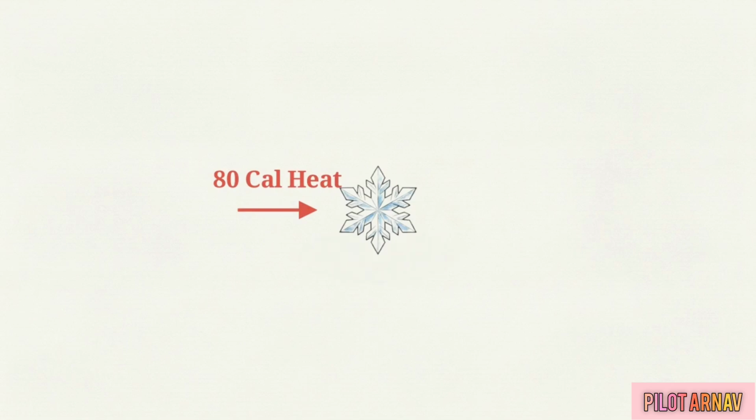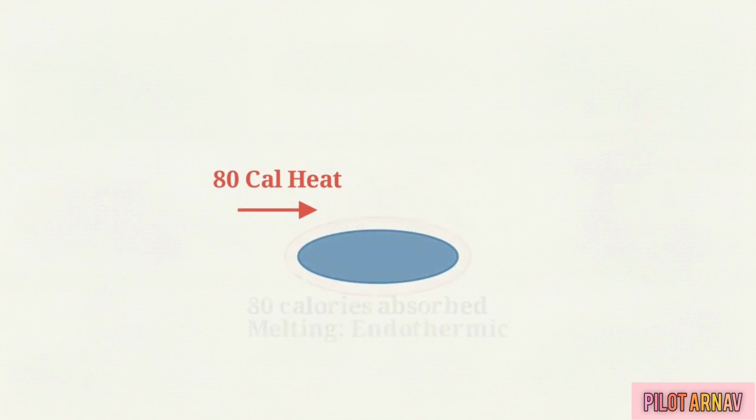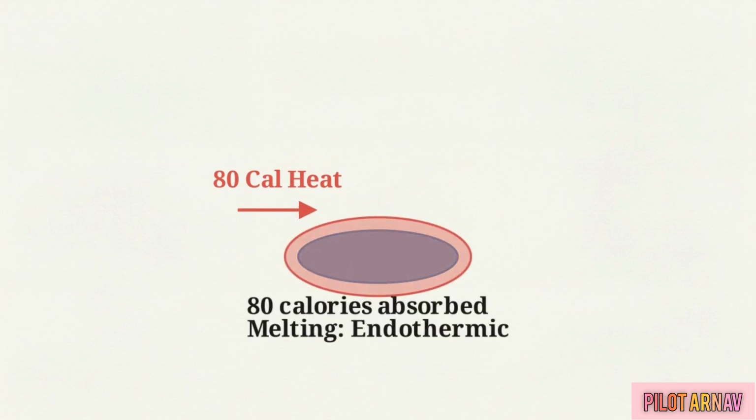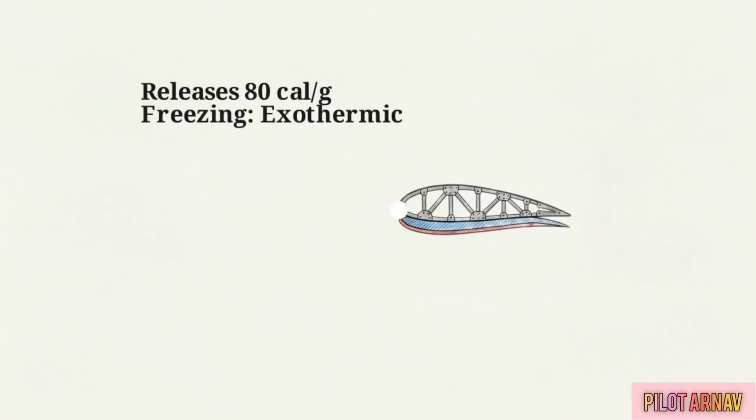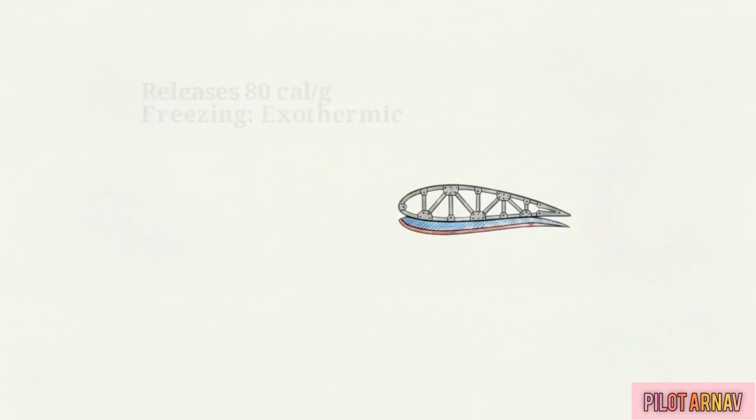To melt 1 gram of ice into water, you must apply exactly 80 calories of heat energy. The thermodynamic reciprocal is also true. When 1 gram of supercooled liquid water strikes a wing and freezes into ice, it releases exactly 80 calories of heat onto the wing's surface.